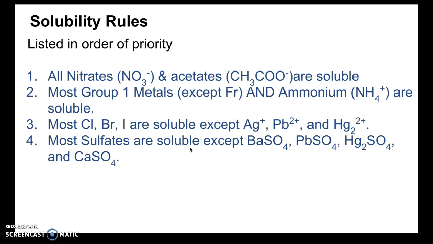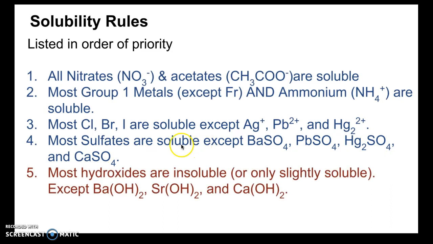Okay, so now we're going to go into rules about things that are insoluble. So now we're sort of like flipping the switch. That's why I changed the color. So these rules are now talking about things that are mostly insoluble with some exceptions. So most hydroxides are insoluble or only slightly soluble, and the exceptions for that, barium hydroxides, strontium, and calcium hydroxides, these are all soluble. All other ones, of course, unless they're group 1 metals and etc., are insoluble.